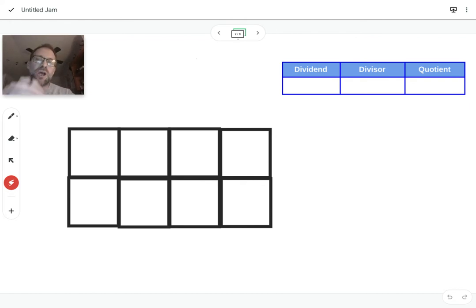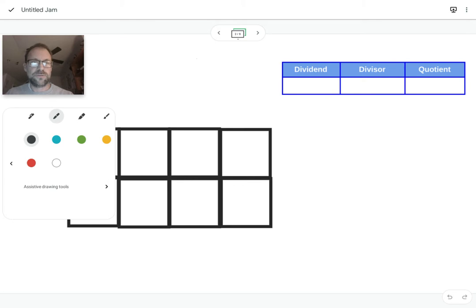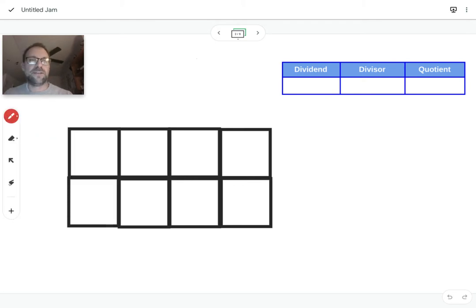Okay, and when we're talking about division, the amount that we start with is called the dividend. The dividend. So here in the dividend box, we're going to write the amount, and that is 8.